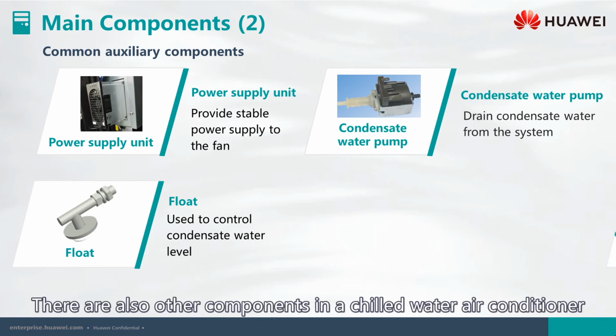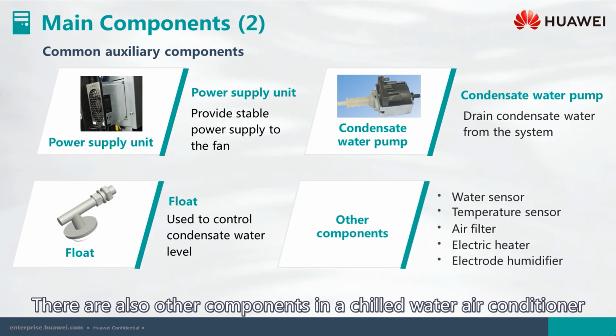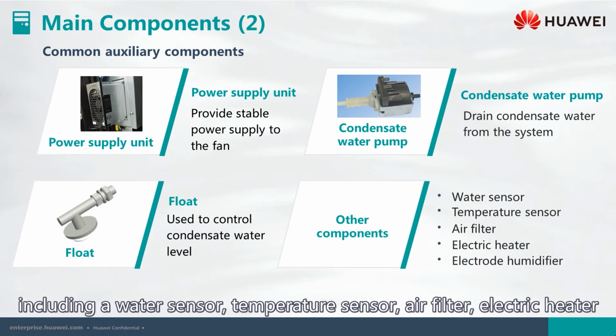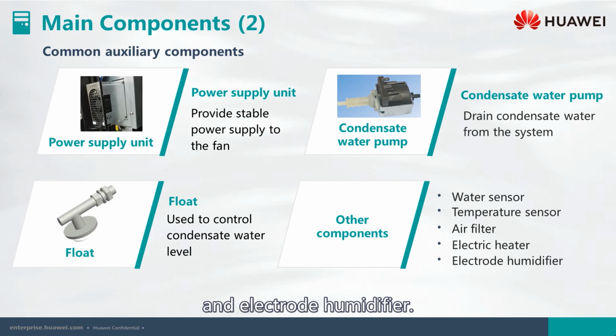There are also other components in a chilled water air conditioner, including a water sensor, temperature sensor, air filter, electric heater, and electrode humidifier.